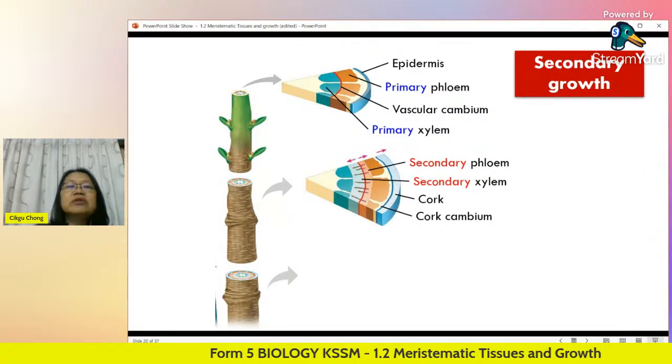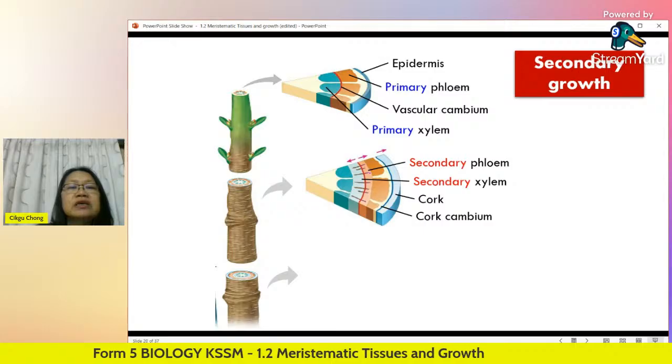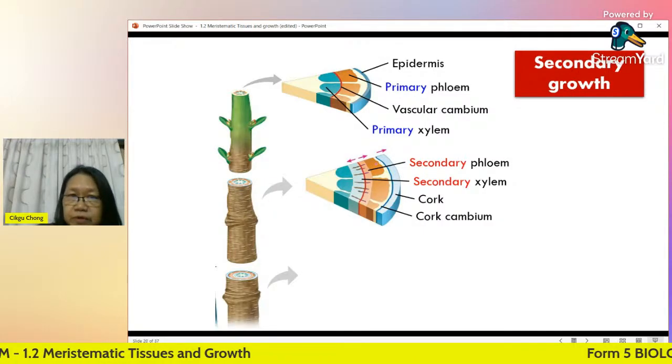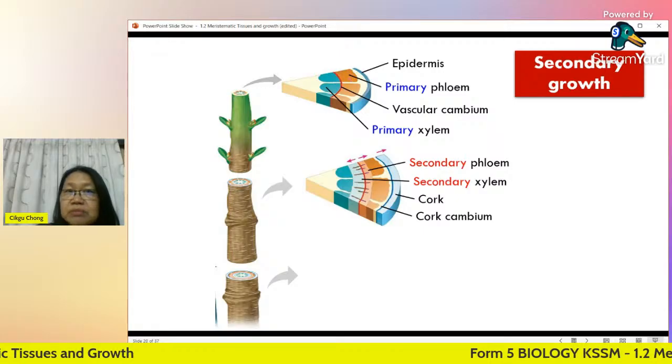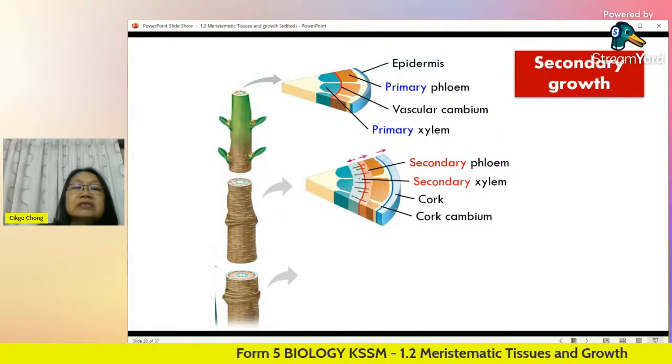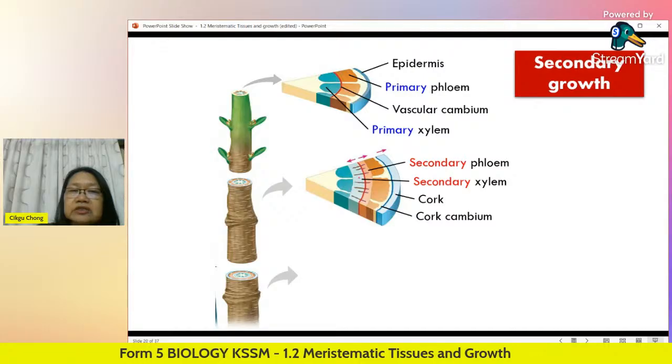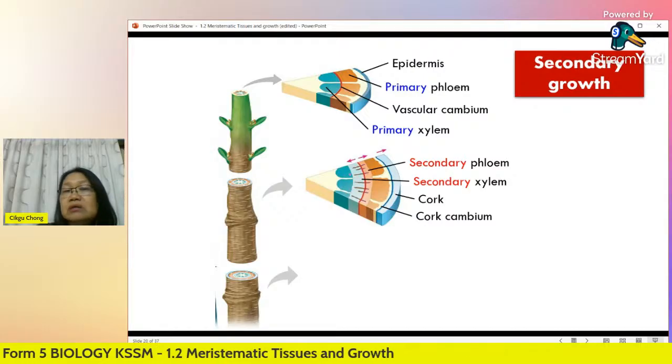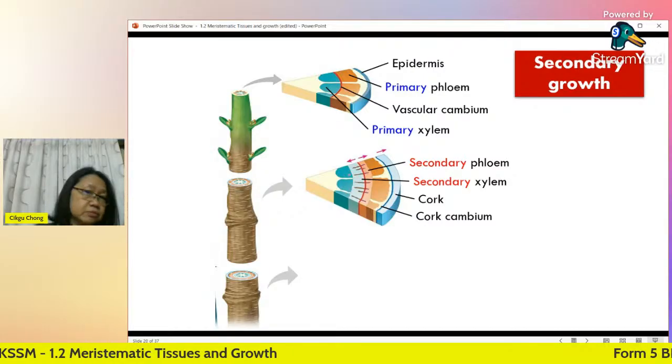So the secondary phloem is the pink color one over here. It is just behind the primary phloem, which is the orange, the brown color one, right? And then the secondary xylem is the light blue here, and it's just next to what we call the primary xylem. The old one has been pushed inwards.